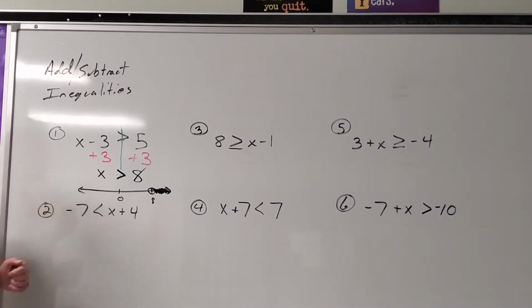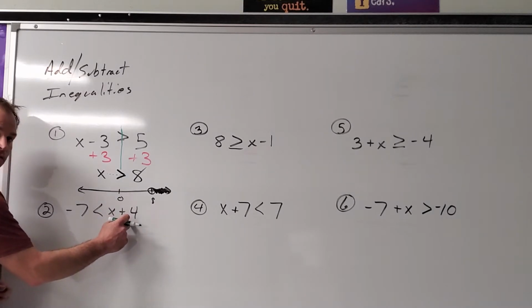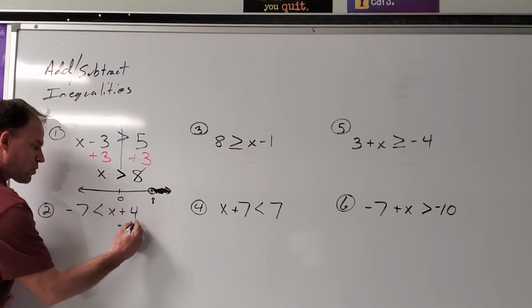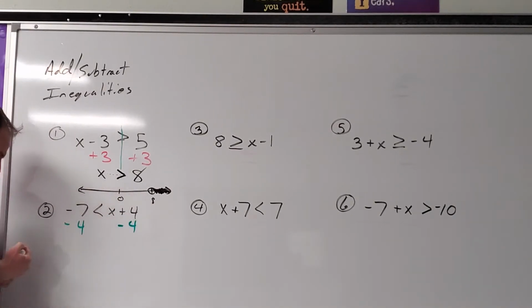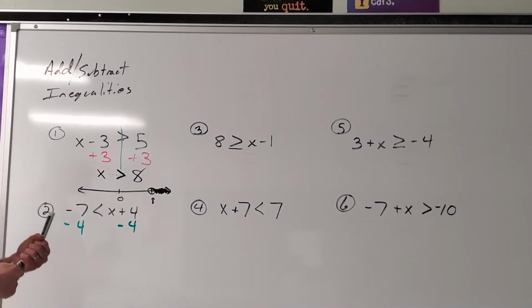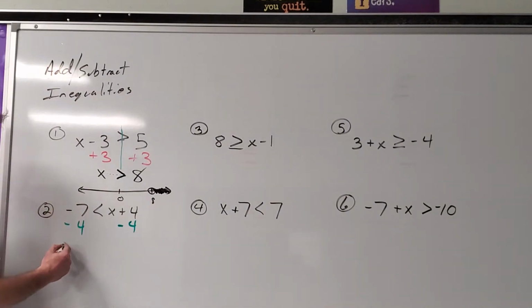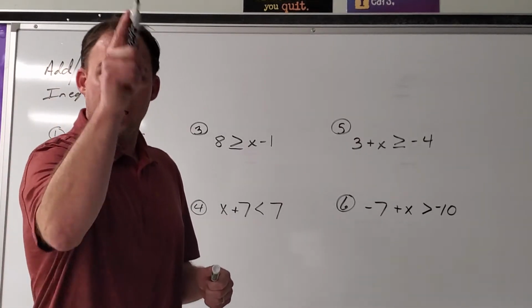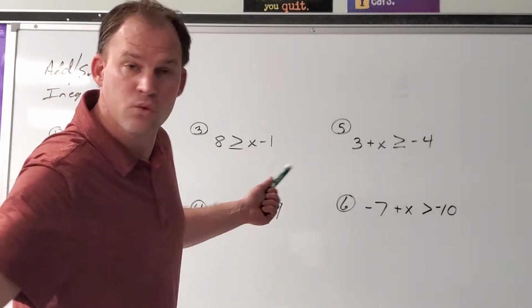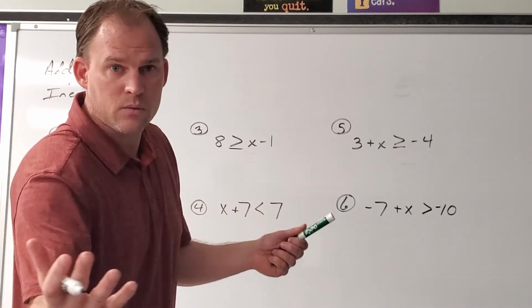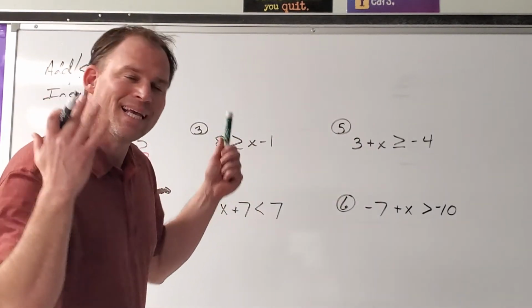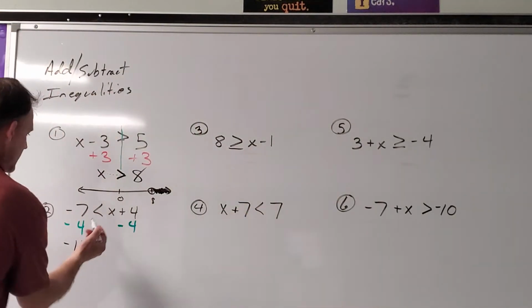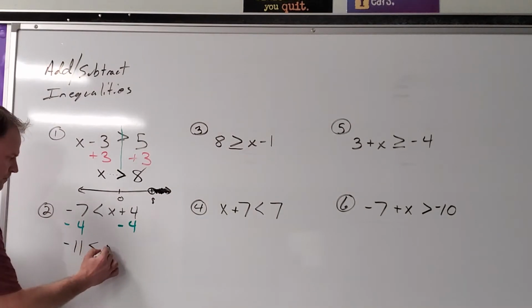Number 2. Solve the equation just like normal. I have an x plus 4 here. I'm going to subtract 4 on both sides of my equation. Negative 7 minus 4 is negative 11. Use the calculators if you're not good with the negatives. You know if you're good or not. If you're not good with the negatives, use a calculator. Get the right answer.